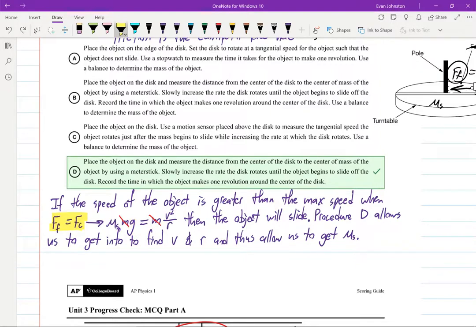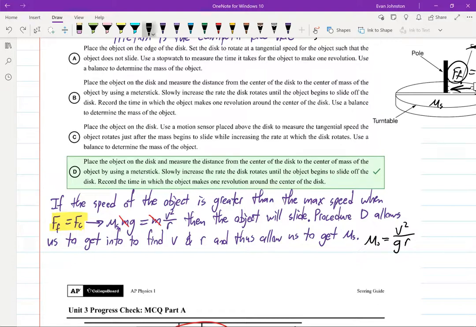And so now we have some equation of sorts. We'd have that mu sub s is equal to v squared over gr. So we would need the speed of the object on the disk, we would need the radius, and we know g by chance already. So if we place the object and measure the distance from the center of the disk to the center of the mass, well, we know the radius. Check, that one's done.